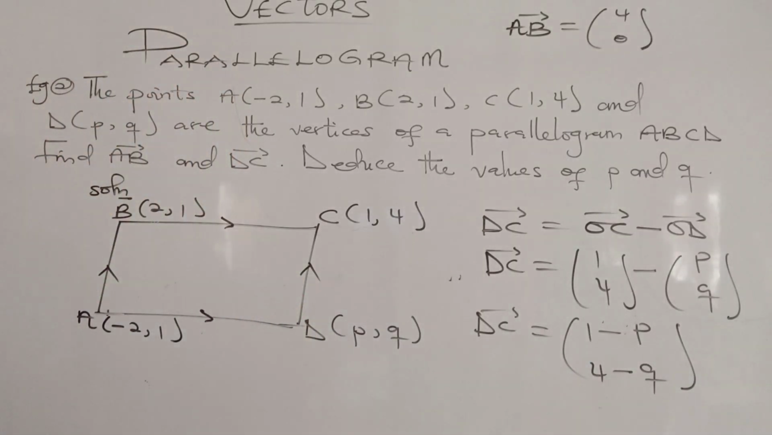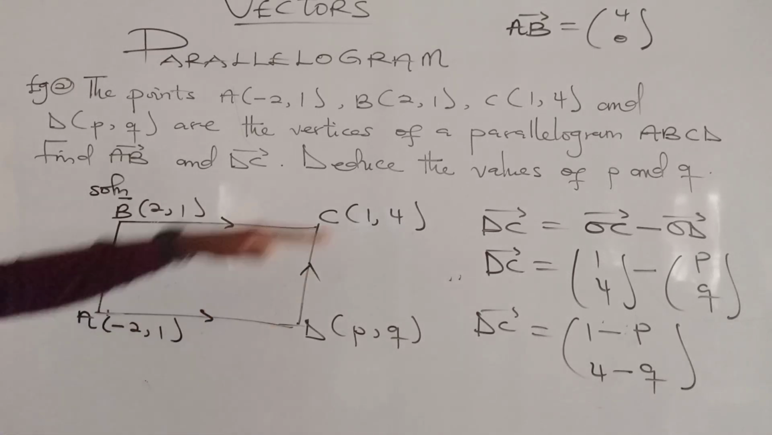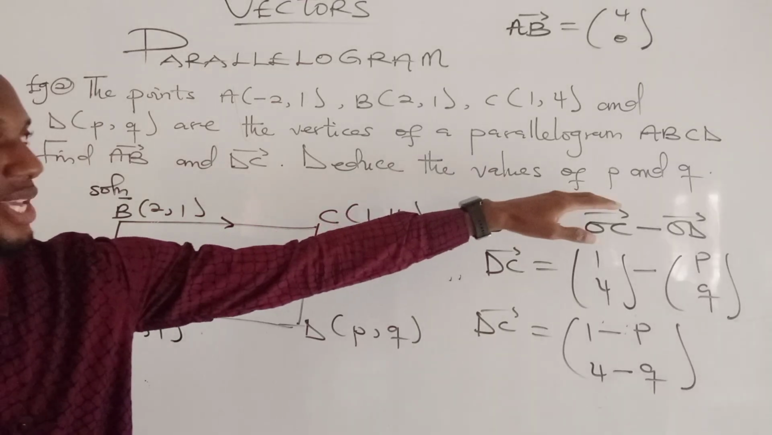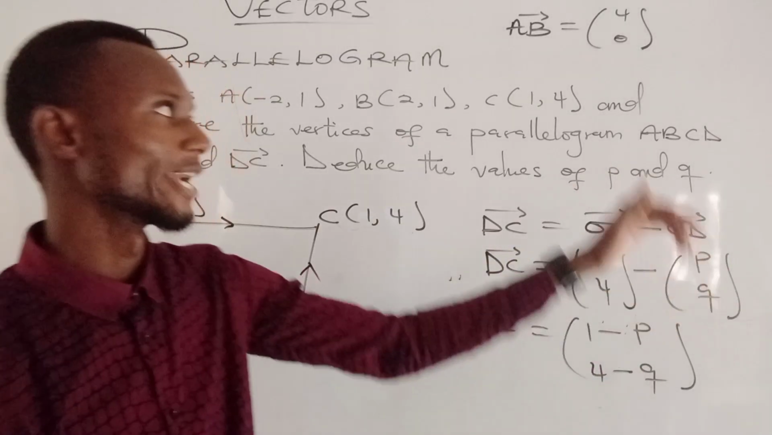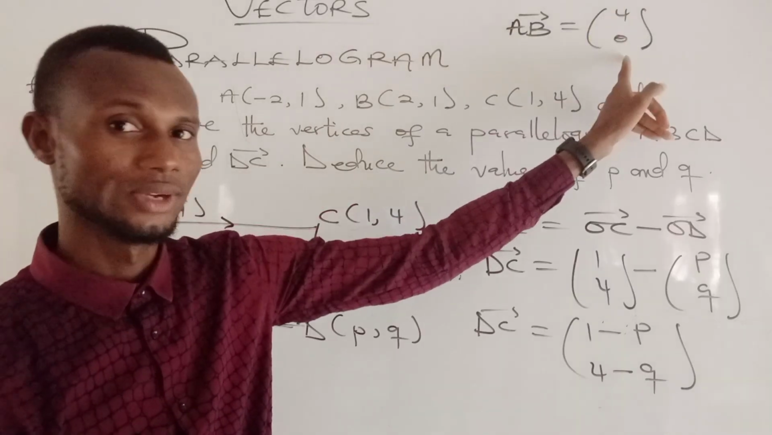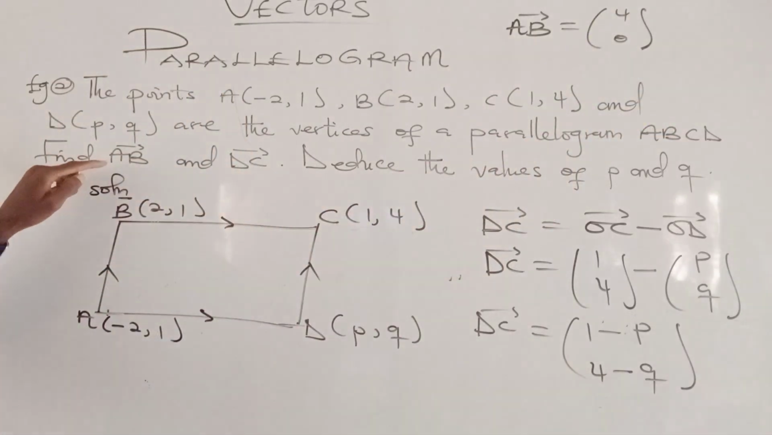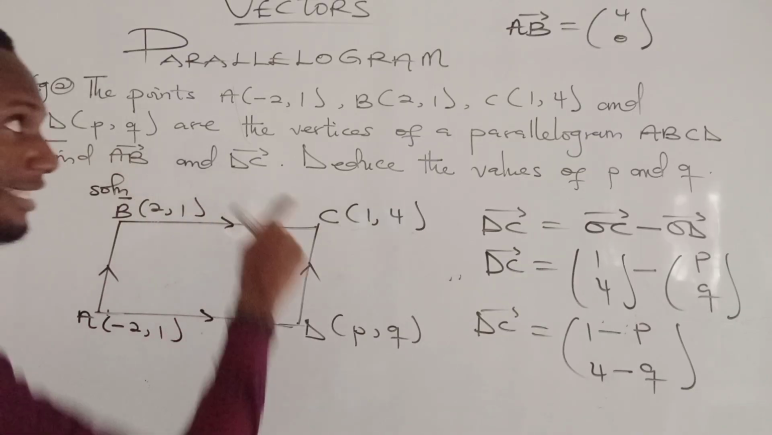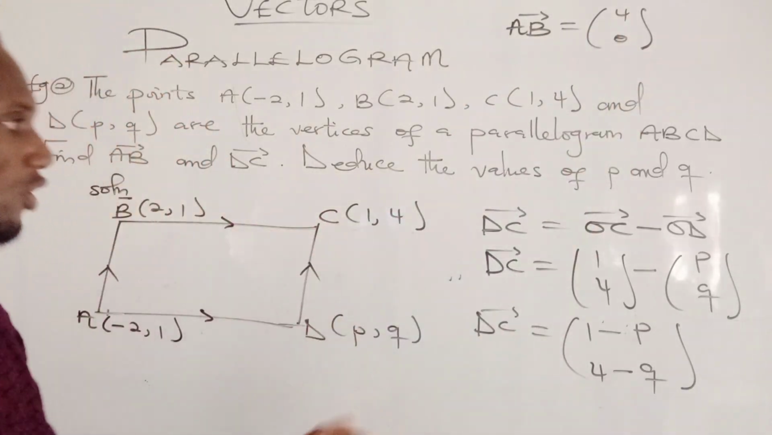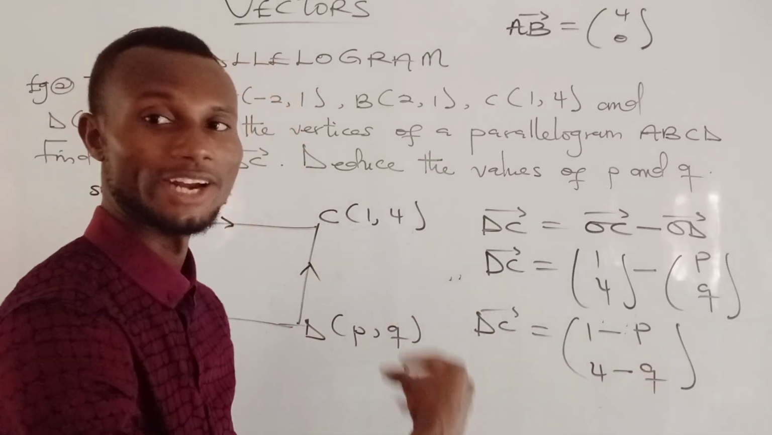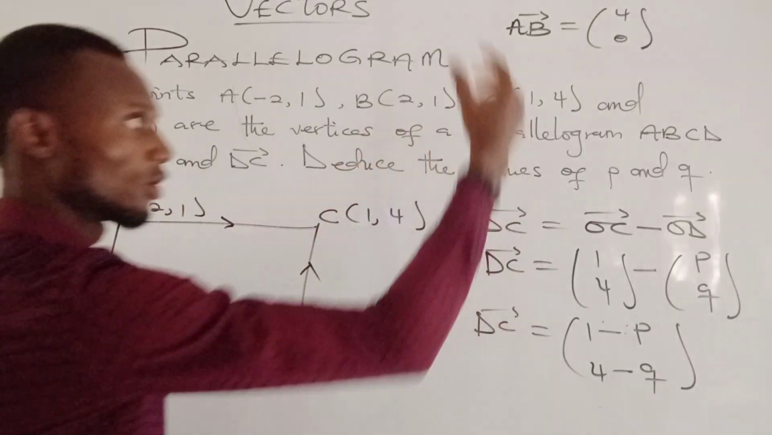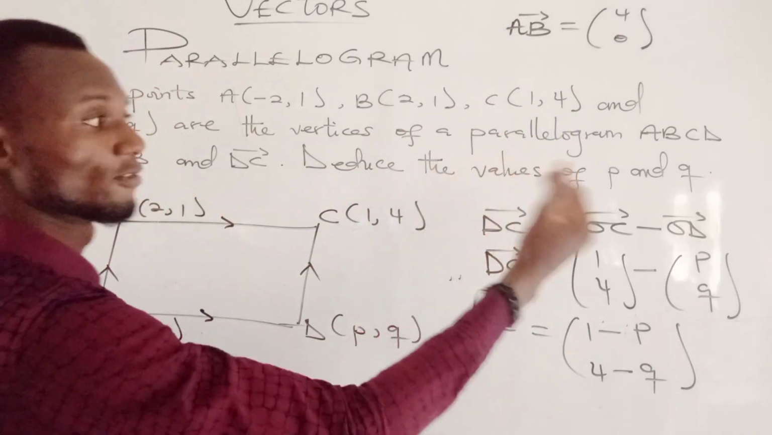Okay, so now let's go ahead and find the values of P and Q. The next part says we should deduce the values of P and Q. From what we've already calculated, we've already found the vector AB, which is (4, 0). I hope you can remember, that's the first part of the question: we had to find the vector AB and DC. The AB we got (4, 0), and we also found the vector DC, which is (1 minus P, 4 minus Q).